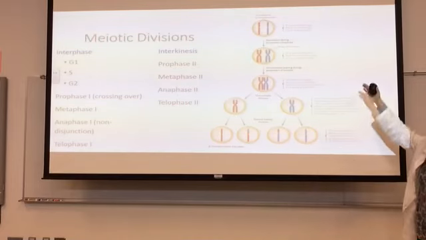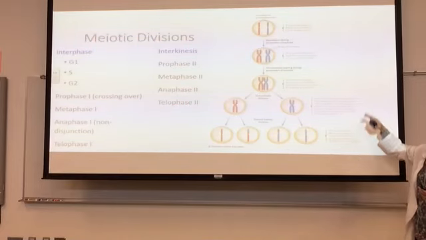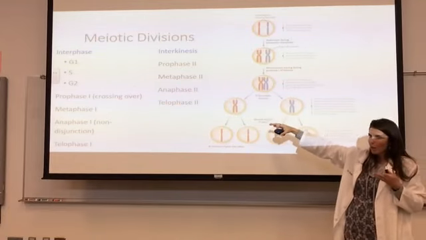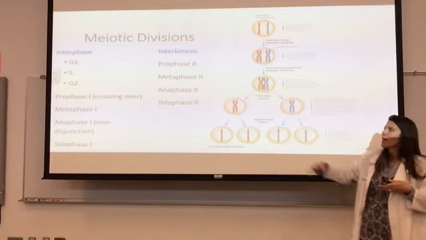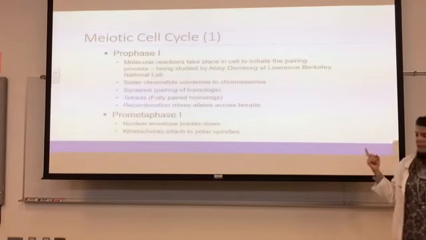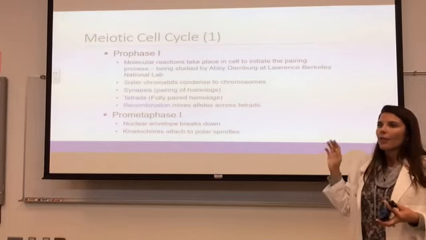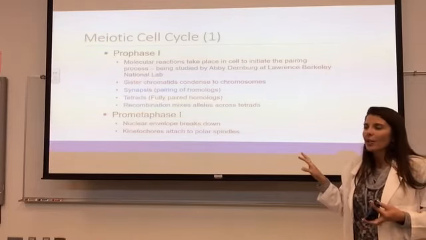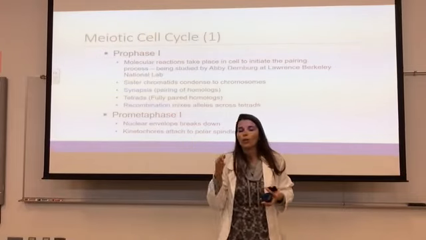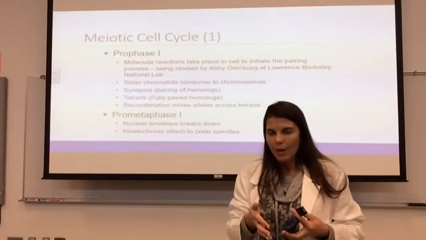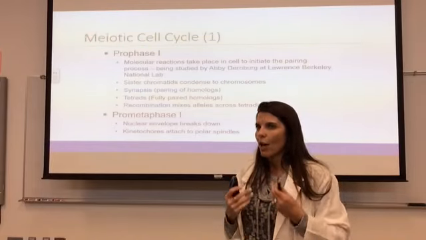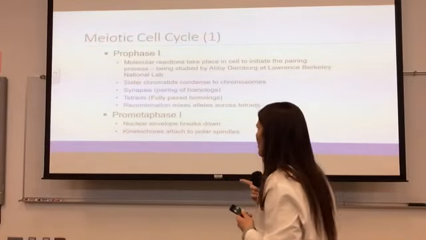All right, so just an overview of each of the phases listed out. Again, the main differences, and I just want to point out the differences, are going to be prophase 1 and anaphase 1. So, prophase 1. The main event that happens here is what we call recombination. It's also called crossing over. Recombination and crossing over, same thing, occur during prophase 1.